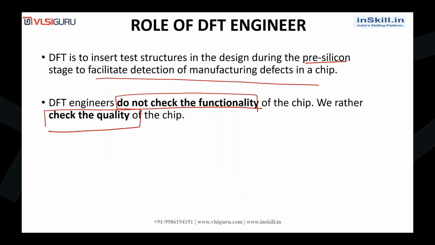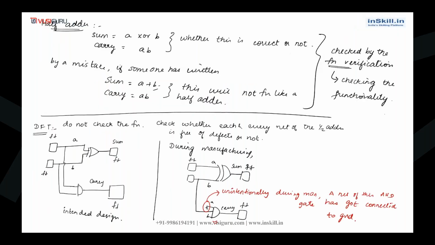Let's try to understand this with the help of an example. We had seen two teams in the ASIC flow: one is the design for testability team and the other one was the verification team. We'll see the difference between those two teams and why both the verification team as well as the DFT team are required. What is the difference between a DFT engineer and a functional verification engineer, and why do we need both? Let's try to understand with the help of an example.